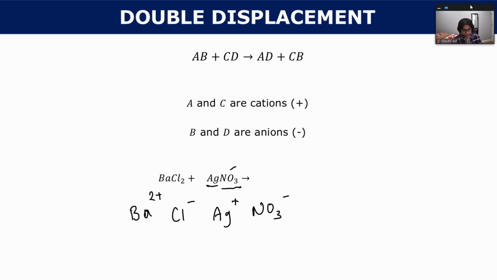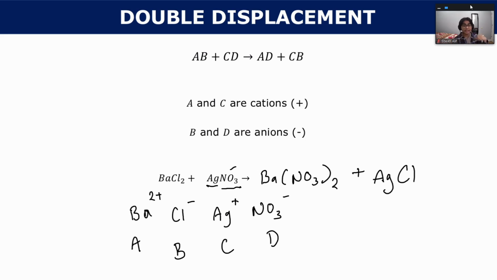All right, now let's do the double displacement. For AD, the barium is the A, and the D is the nitrate. Since barium has a +2 charge and nitrate has a -1 charge, it's going to be in the form of barium nitrate, Ba(NO3)2. And CB: C is the Ag here, and the B is the chloride here. Since they have a -1 charge and a +1 charge, you only need one of each to balance out the charges. I don't think this is balanced, but that is the double displacement reaction complete, basically. Again, the charges here are really important to determine the subscripts.